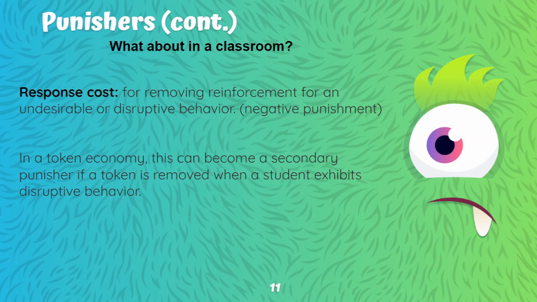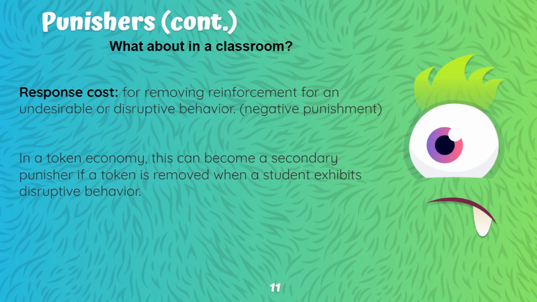So again, let's look back at token economies. What about in a classroom setting with a token economy? A conditioned punisher may go in line with what's called a response cost. A response cost occurs when a reinforcer is removed for an undesirable or disruptive behavior, also known as negative punishment. So in a token economy, the tokens can become a secondary punisher or conditioned punisher if a token is removed when a student exhibits disruptive behavior.